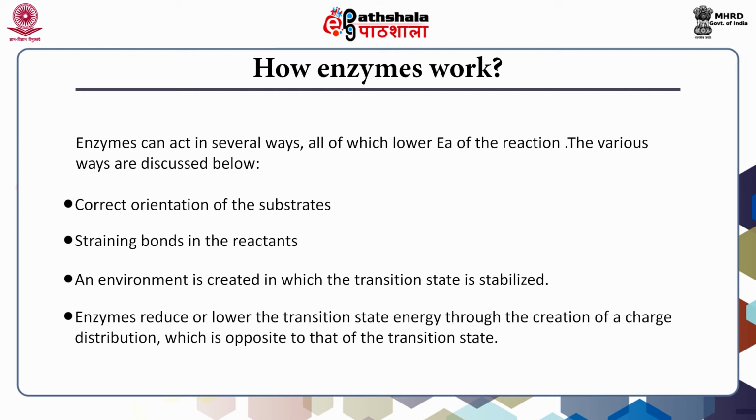Another way in which enzymes can lower the EA of a reaction is by straining bonds in the reactants so that the bonds in the reactants easily break and products may be easily formed. A third way is the creation of an environment in which the transition state is easily stabilized. Further, enzymes also lower the transition state energy through the creation of a charge distribution that is opposite to that of the transition state.